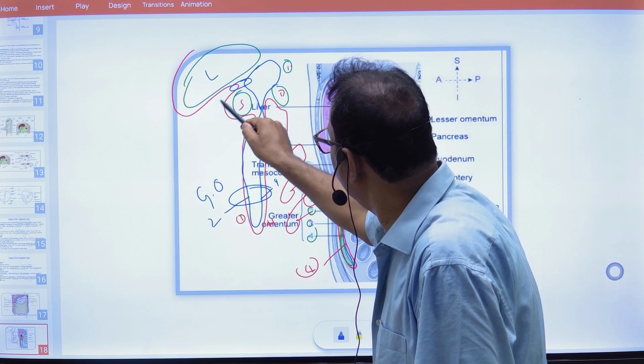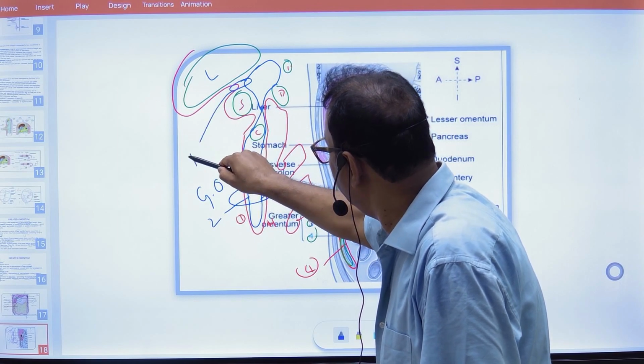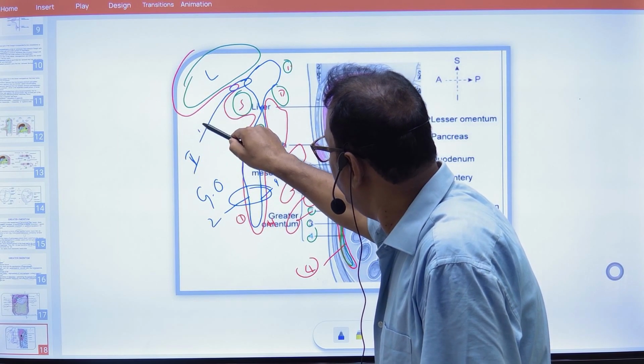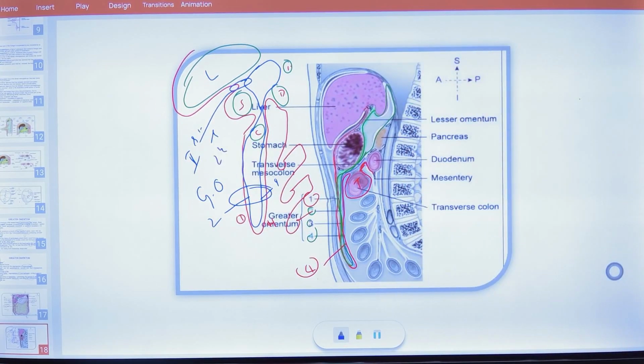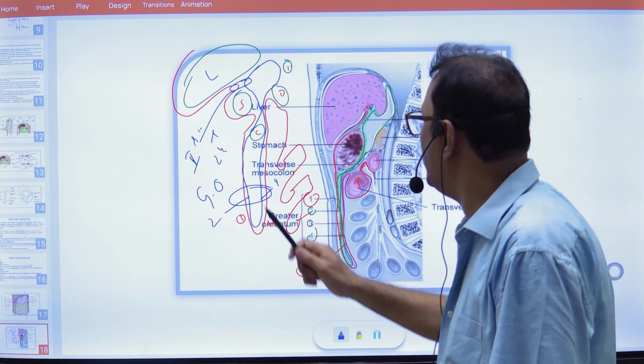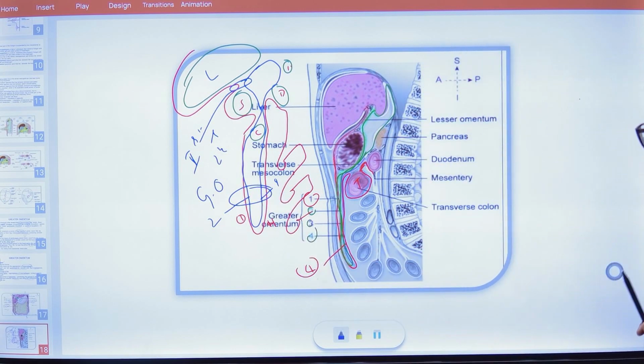So the lesser omentum is formed by the first layer and the second layer, and the greater omentum is formed by this 1, 2, 3, 4.